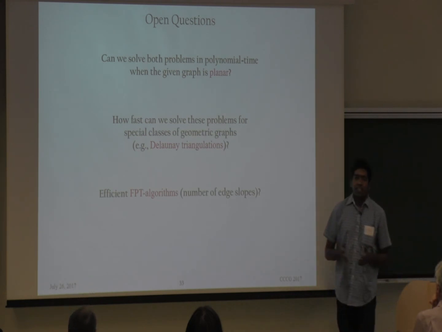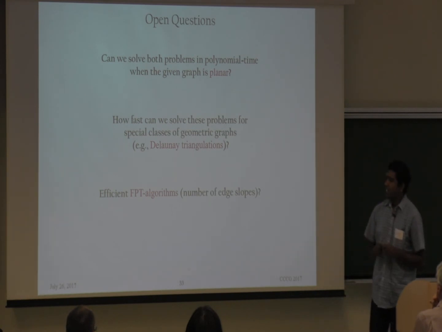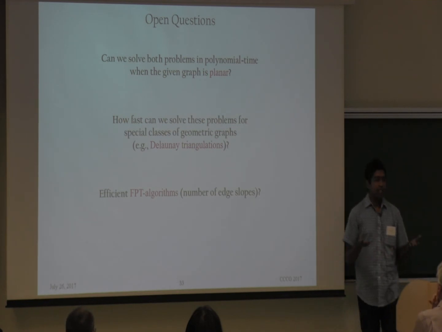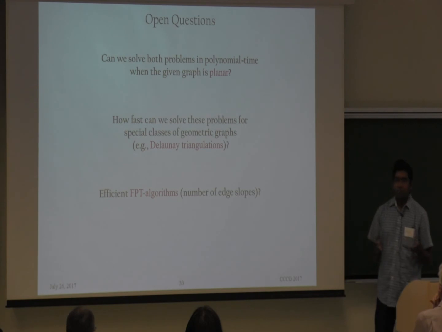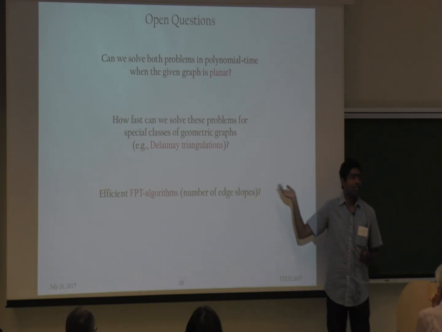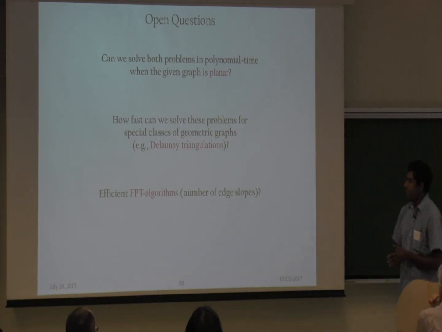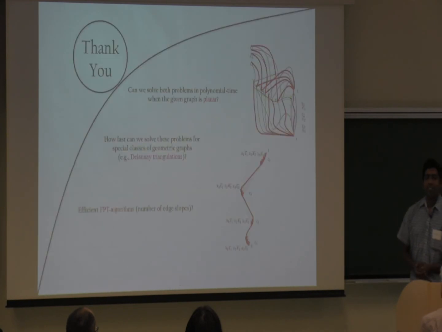The other natural question is, we can do all sorts of hardness reductions when we have crossings. What happens when you have a planarity restriction? The second question is how fast can you solve it for special classes of graphs like Delaunay triangulation, and can you do something like FPT? Maybe the most natural parameter you can look for is the number of edge slopes, if it is bounded. So, I think I will leave it at that, and thank you for your kind attention.